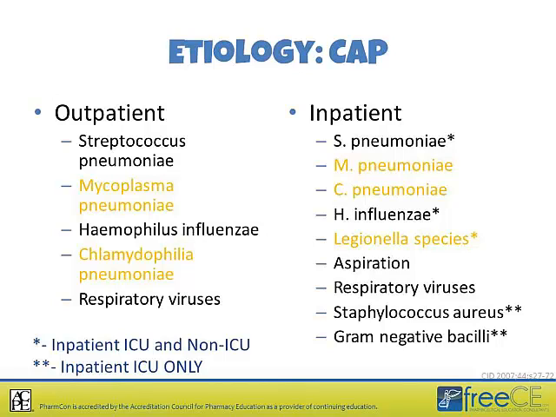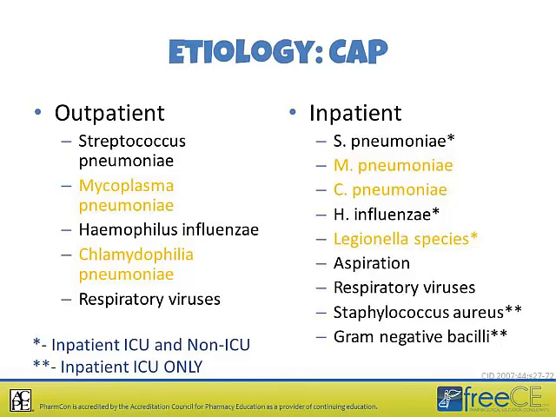But the bugs primarily associated with those who have less severe pneumonia are Streptococcus pneumoniae, Mycoplasma pneumoniae, Haemophilus influenzae, Chlamydophila pneumoniae, and respiratory viruses. Now, the reason that Mycoplasma pneumoniae and Chlamydophila pneumoniae are highlighted in that gold color is because these are your atypicals. So I think a lot of times we'll say we need some good coverage for strep pneumo and H flu, and then we need atypical coverage. Well, when we talk about what our atypicals are, these are two of our primary atypicals.